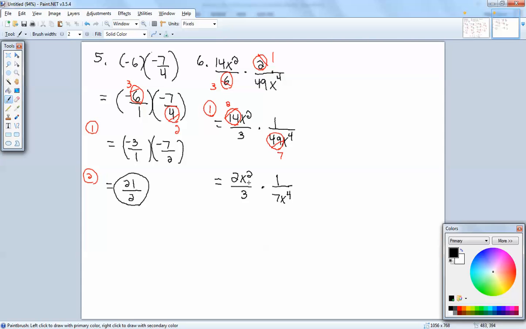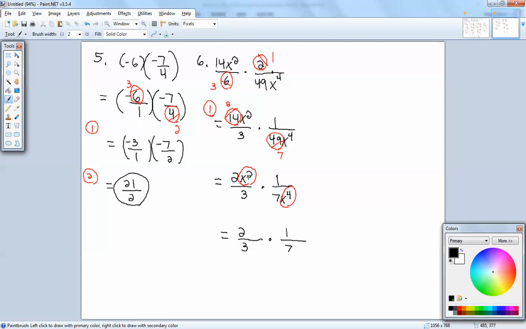Now, number-wise, there's nothing else I can do. And remember, our guide is one's on top, one's on the bottom. We can divide both of them by the same number. But it looks like I got some x's. Here I got x squared, and here I got x to the fourth. Okay, so we're going to have 2 over 3 times 1 over 7.